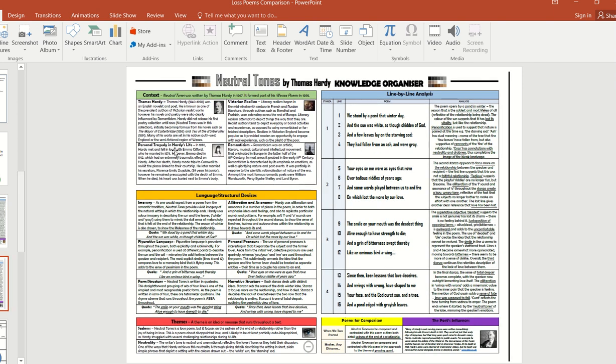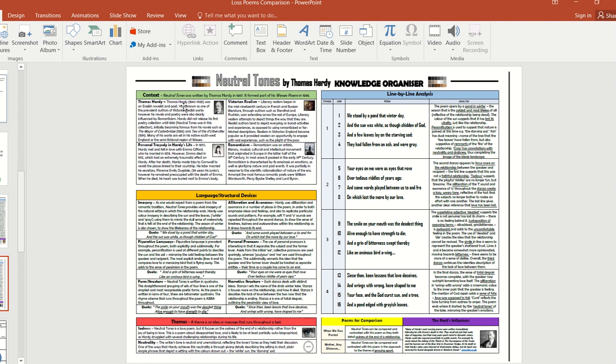Then Thomas Hardy, again, same sort of stuff. I'll just point out some important context information. So Thomas Hardy, he was an English novelist, and he wrote Tess of the D'Urbervilles amongst many other novels, but that's my absolute favourite. So if anyone wants to give Tess of the D'Urbervilles a go, I would definitely recommend that. And what we need to know about Thomas Hardy is that he was famous for his pessimistic tone.